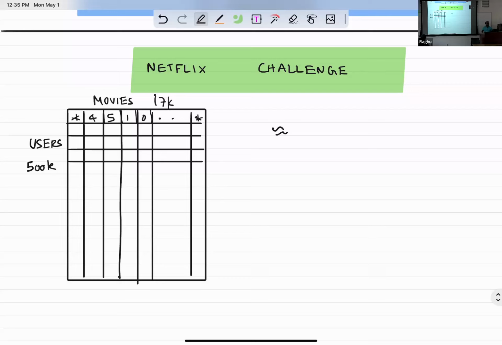It's also called the matrix completion problem because you have a matrix with some missing entries, and your goal is to complete the missing entries in some way. And in this huge matrix, 500,000 by 17,000, Netflix really released the ratings of about 100 million entries.